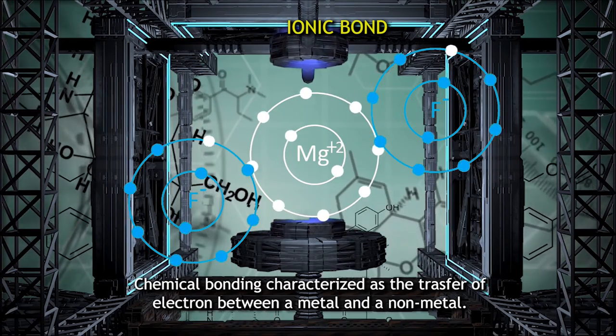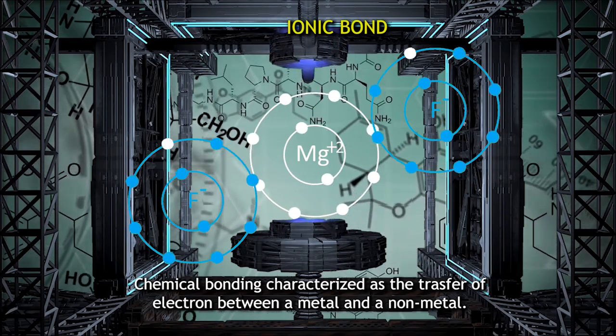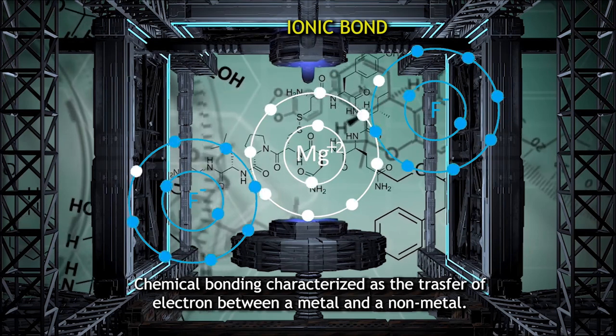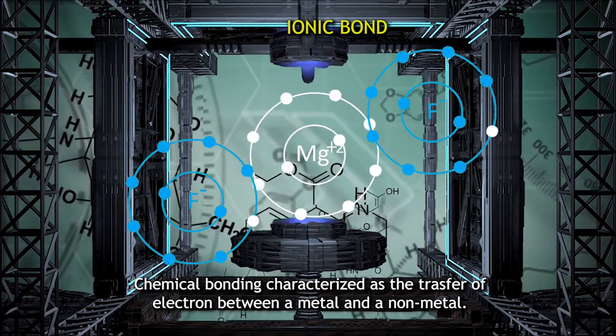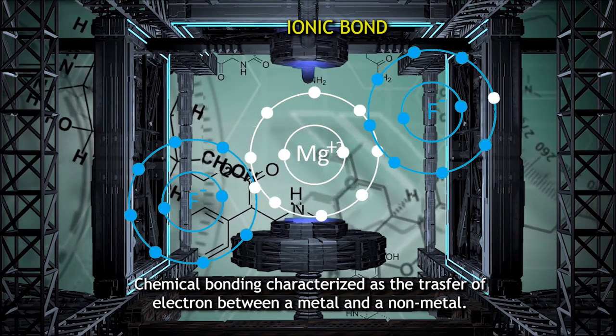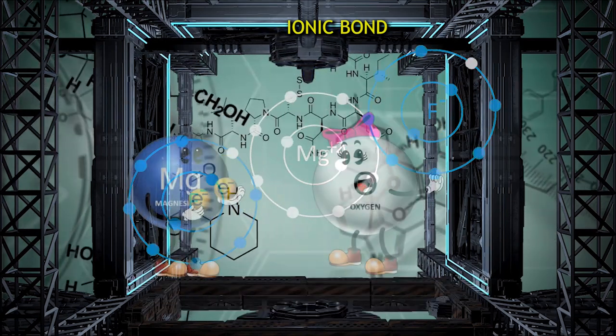However, there are metal to nonmetal compounds that are covalent bonds, most likely to occur with group B elements. Most of them are covalent bonds with some ionic properties.